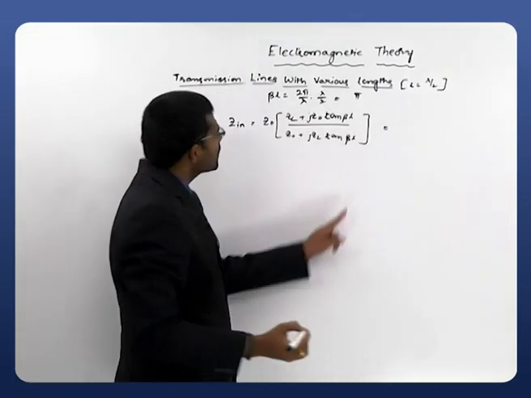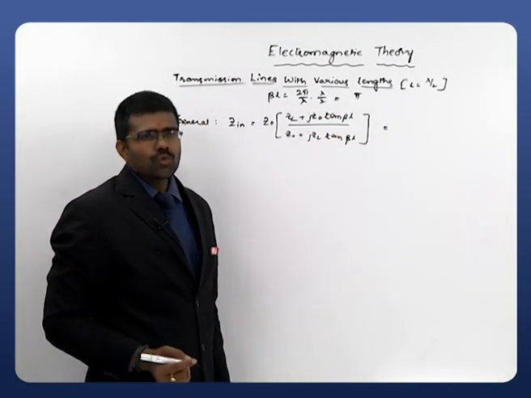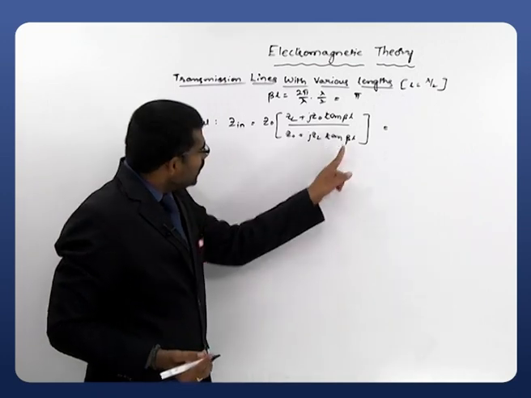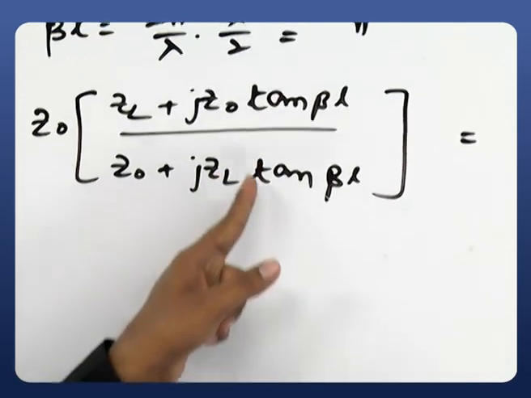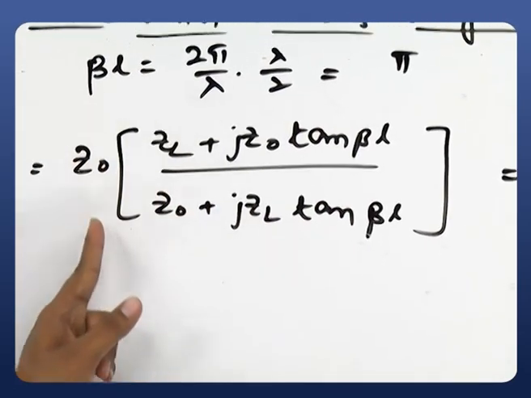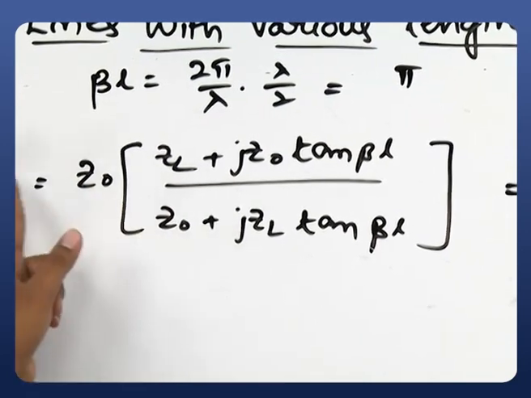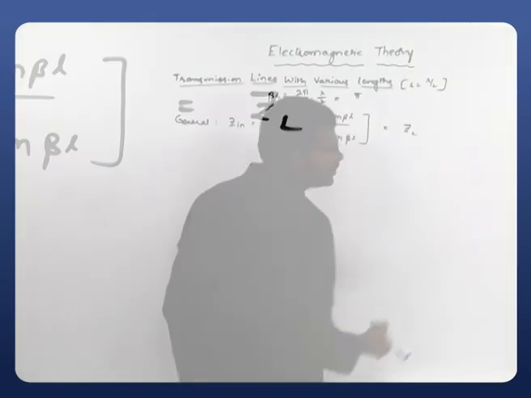Now what I have to do is just substitute beta L equals pi. If you substitute beta L equals pi, what you will get is 0. Right? Here also beta L equals pi, tan beta L is 0. So these two terms will vanish, then you will get Z0 into ZL by Z0. Z0 will be cancelled. So Zin is equal to ZL.